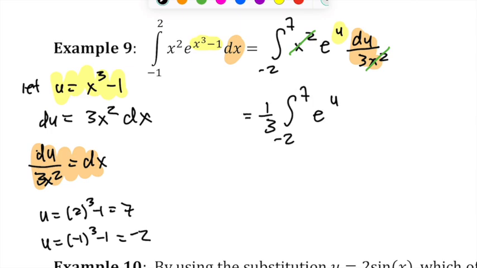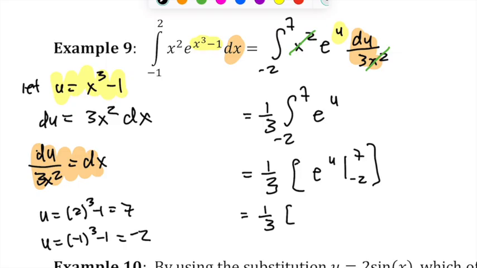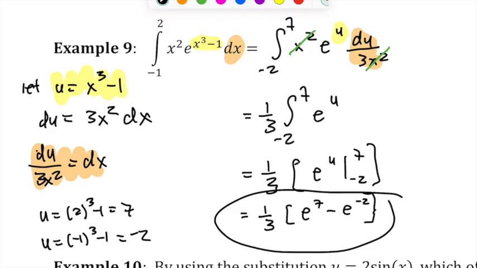Now, the integral of e to the u is just e to the u. That's why we love these. Makes them easy. And then we want to substitute 7 and -2 in. So if I substitute 7 in, I'm going to get e to the 7 minus e to the -2. And that is good enough. We're not going to simplify anymore.